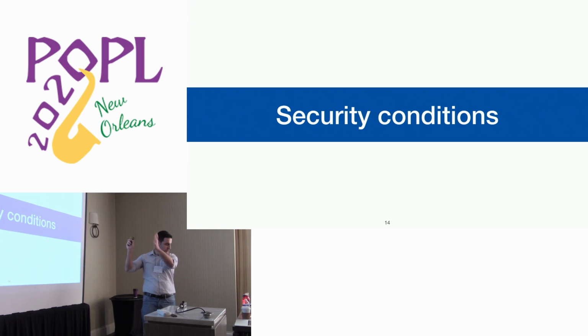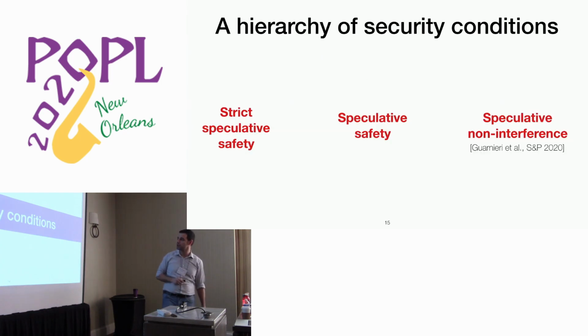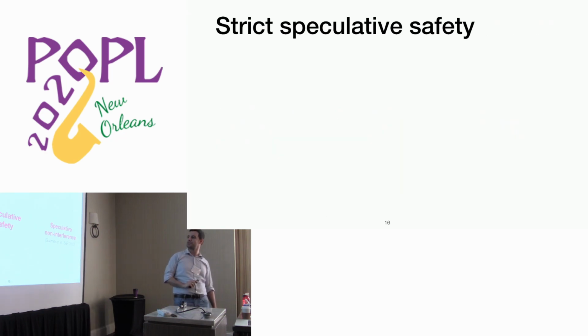And the interesting part of the talk is security conditions. Now we have a vocabulary for talking about whether programs are secure against Spectre attacks. What I'm going to quickly go over are three criteria of security, which span somewhat different ideas of security. Criteria on this side are very difficult to check, while criteria on this side are easier to enforce. We have strict speculative safety, and speculative non-interference. I will start with strict speculative safety.